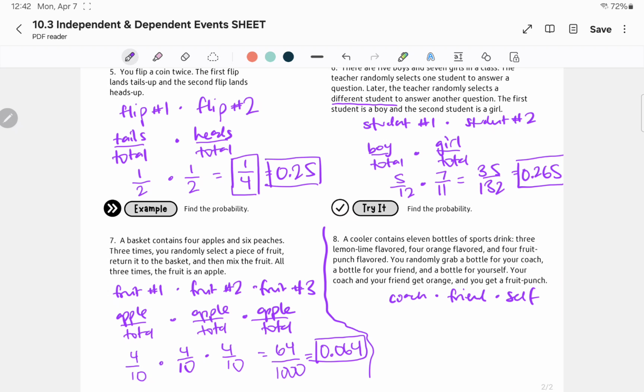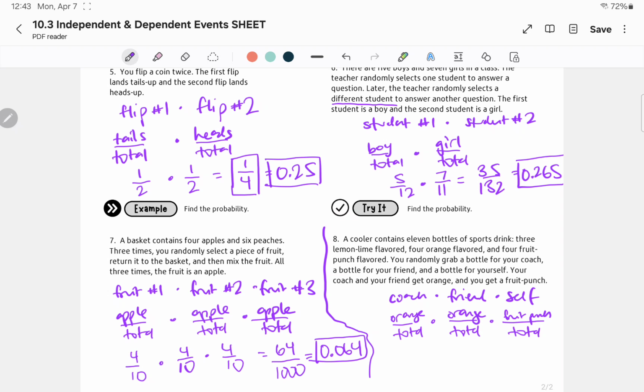So if your coach gets an orange, we're going to put orange over total. If your friend gets an orange, we're going to put orange over total. And for yourself, you get fruit punch, so you're going to put fruit punch over total. Let me just pause here and make sure.